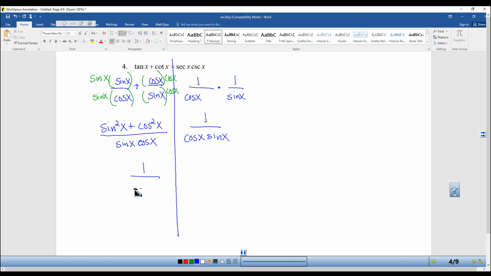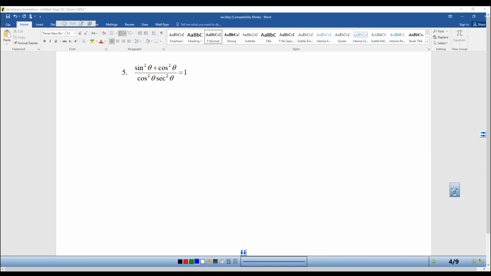Sine squared plus cosine squared is 1. You do not need to go back to this form, secant of x, cosecant of x. As soon as the two sides match, you are considered done. So if you want to work a little bit on this side and a little bit on that side, totally fine. Just don't do things to both sides, like add 1 to both sides, square both sides, things like that.